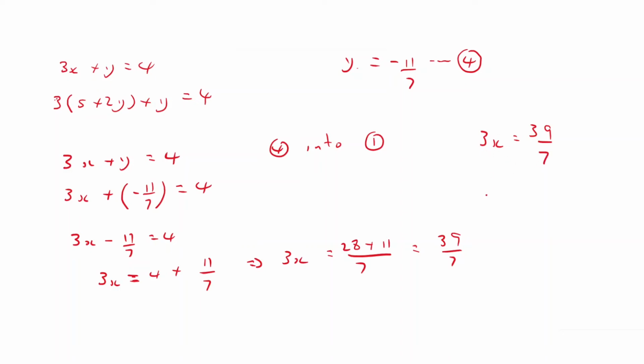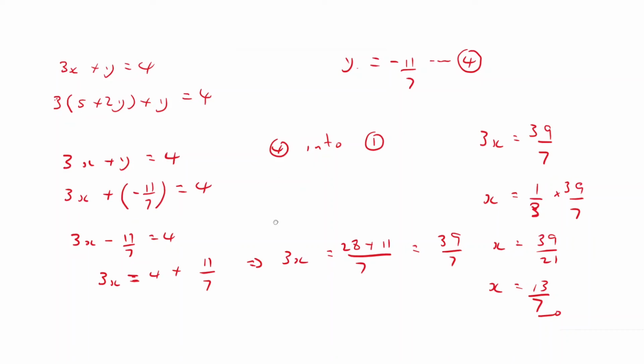So you divide by 3, and this becomes 1 over 3 multiplied by 39 divided by 7. So basically x becomes 39 over 21. 3 can go into both 21 and 39, so you can simplify this further, and this becomes 13, because 3 goes 13 times into 39, and it goes 7 times into 21. So basically 13 over 7 is x. Now you can check if this is actually correct.